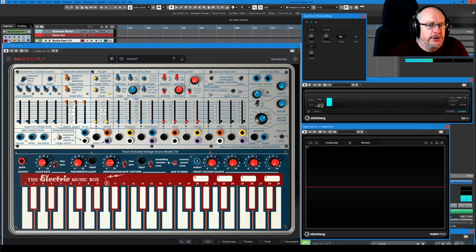Today we're dealing with the Modulation Oscillator, which is the second sound source in the Buchla Easel, and it does a lot of different things. We've got quite a lot to talk about today.